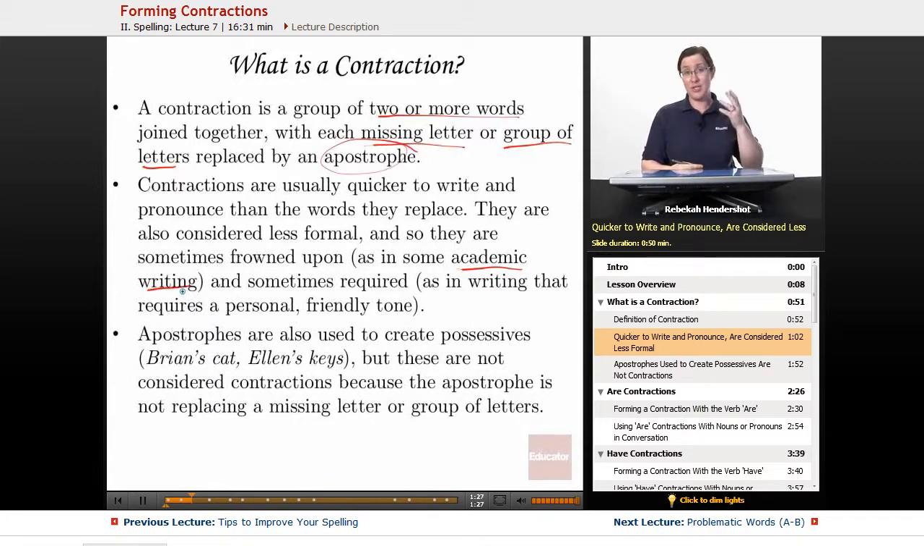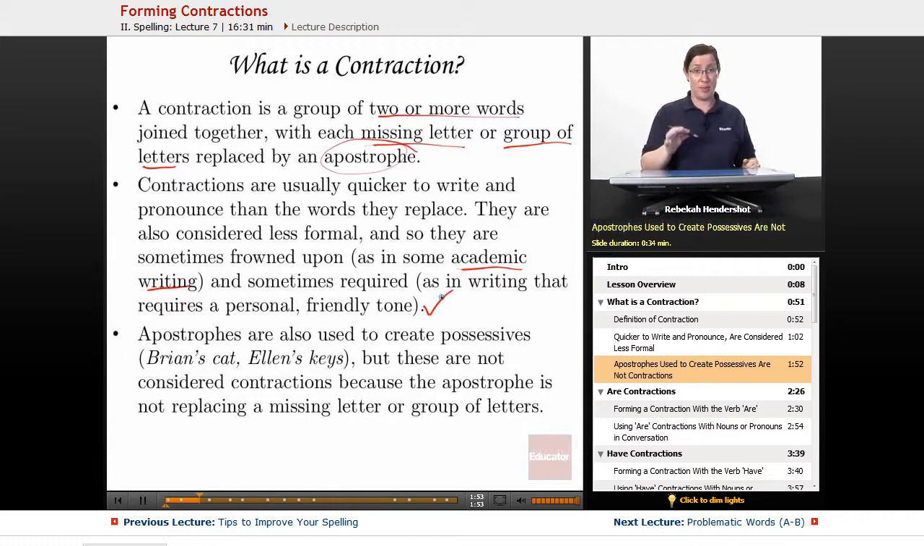But sometimes contractions are required, as in any writing that requires a personal or friendly tone. If you're writing a chatty email to your friend and you never use contractions, you're going to sound like a robot. On the other hand, if you're writing to the head of your dissertation committee and you use contractions all the time, you're going to sound like you're 14 years old. So be very careful of context in using contractions.